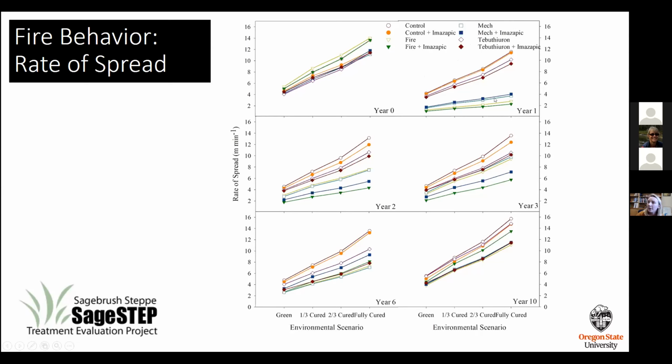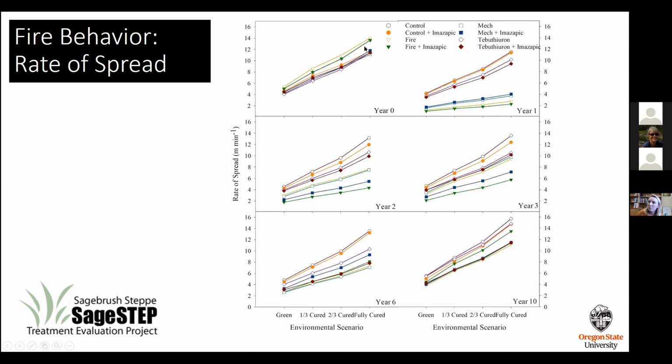What we see right away following treatment is that the mechanical, which is the squares, and the triangles, or the fire plots, had quite a bit lower fire behavior. And this one is rate of spread in particular. In year 2, the pattern still holds, but some plots are starting to come back. We do still see the mechanical and fire, especially the ones that were also treated with imazapic, those first couple of years, having lower rates of spread than the control or the tebuthiuron plots. And this holds all the way through year 10.